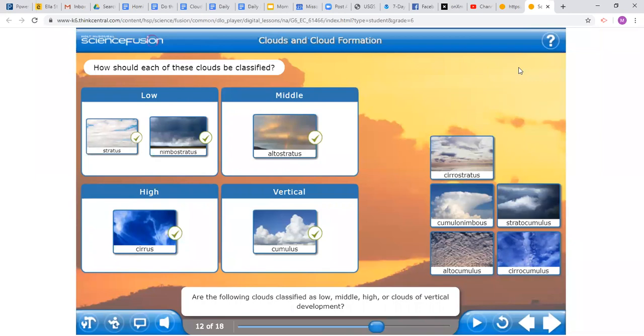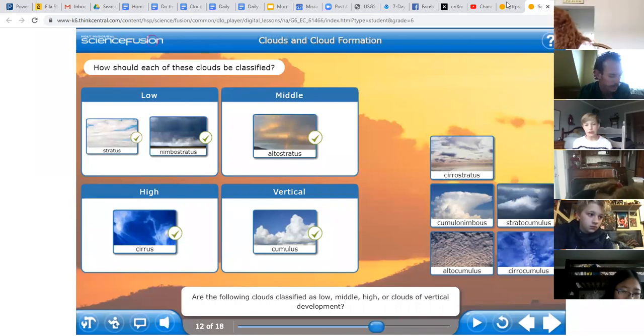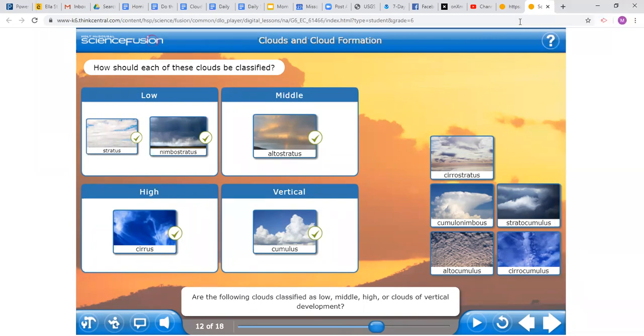Wasn't that a Harry Potter thing, by the way? Wasn't that the name of his? I'm not a Harry Potter guy. Can somebody fact check me on that?